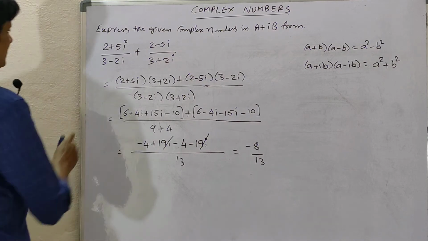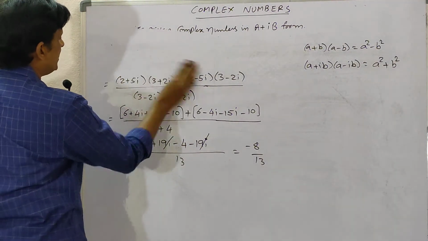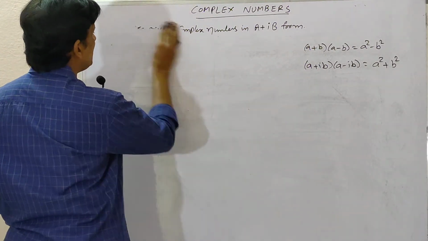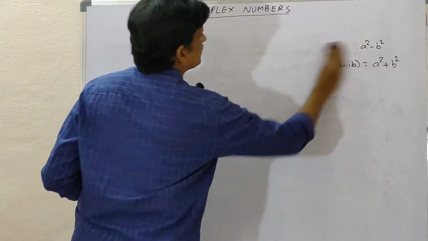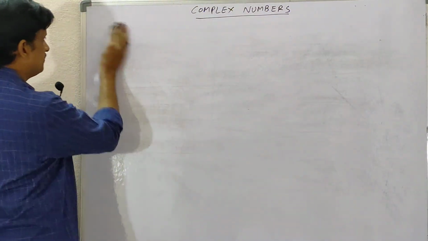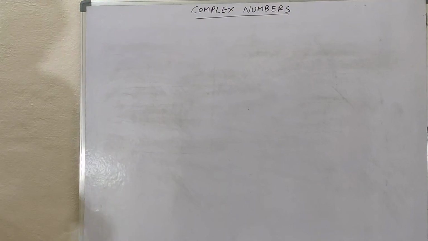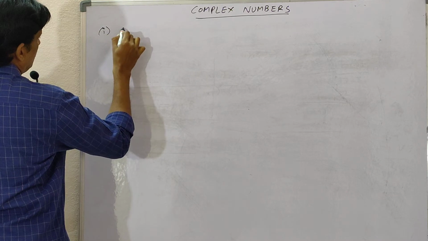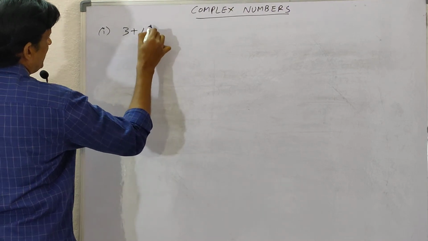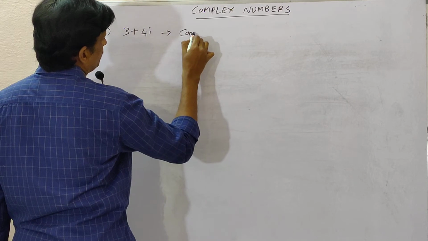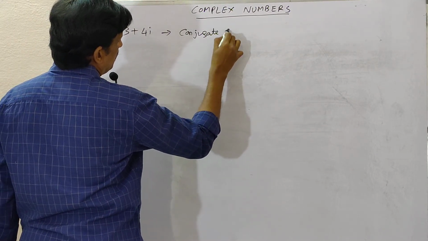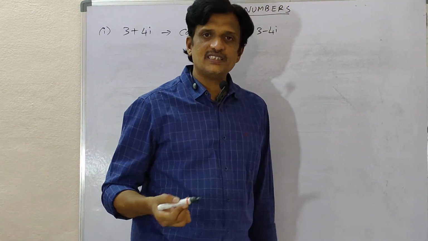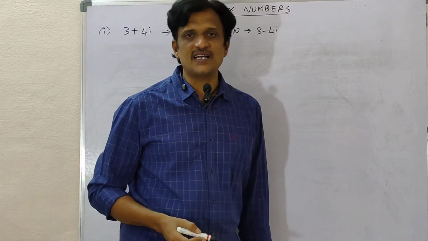Next one. Write the conjugate complex number of the given complex numbers. So here the first one is a simple one, that is 3 plus 4i. Its conjugate complex number will be 3 minus 4i. Just simply change the sign between the real and imaginary parts.